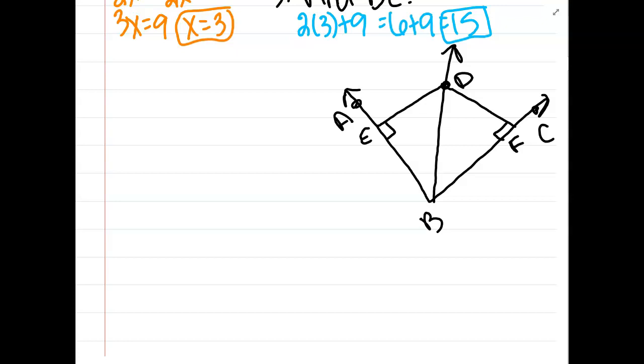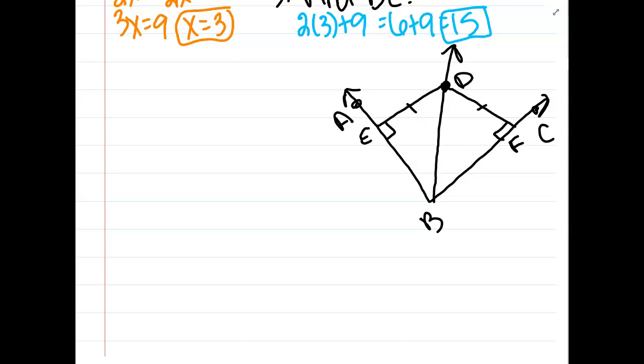I don't necessarily know yet that it's equidistant, but I know it's the distance, right? I can talk about the distance from D to that line because it's the perpendicular segment. That's why it's important that it's a right angle. Now, if I were to mark these, then I know that it's equidistant.